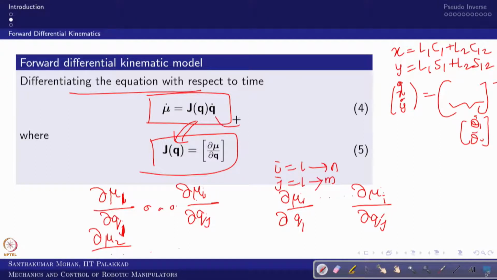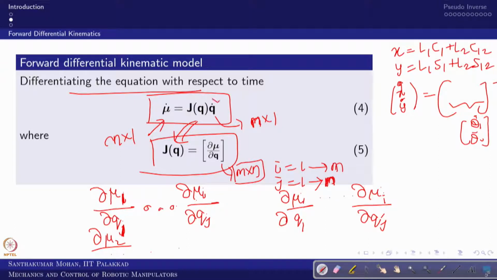Okay, so this would be m cross 1, that is what we have said, this is n cross 1. Some books would have written this as m, that as n, so you can write it that way. Okay, so that is a uniform format. Then this would be m cross n as the size. Okay, so now this is what you call differential kinematics.